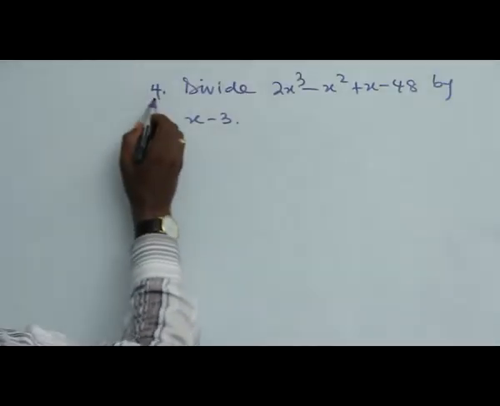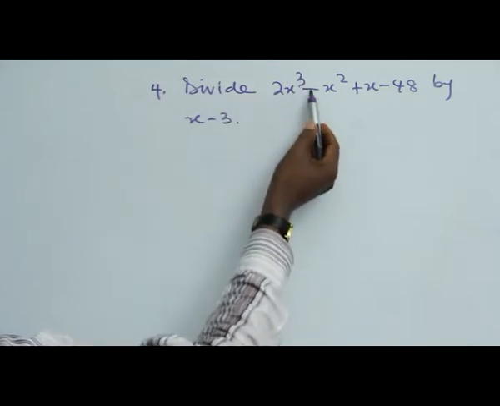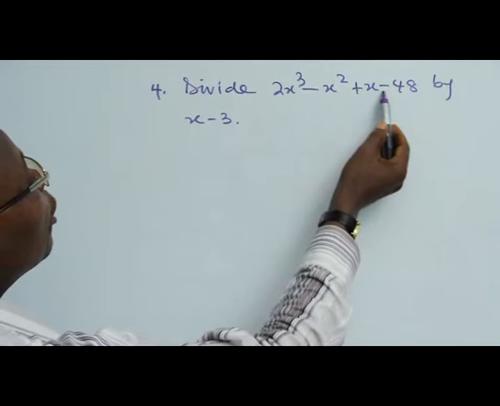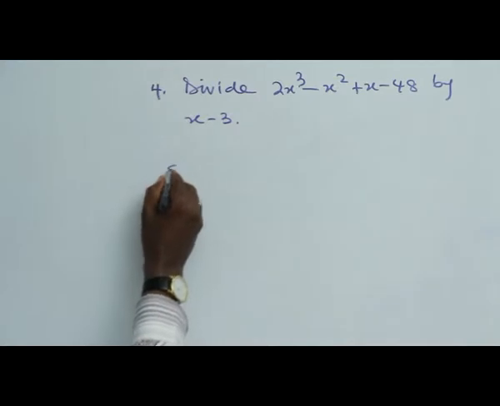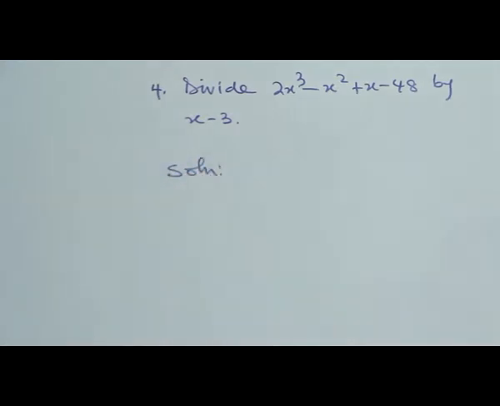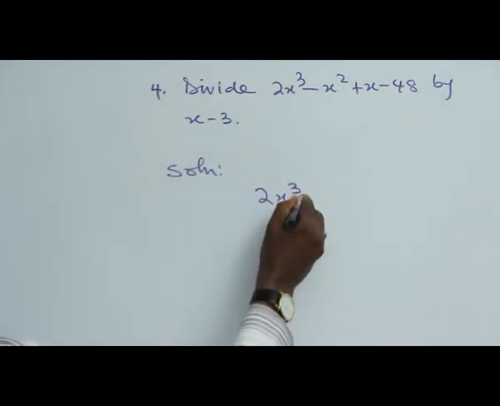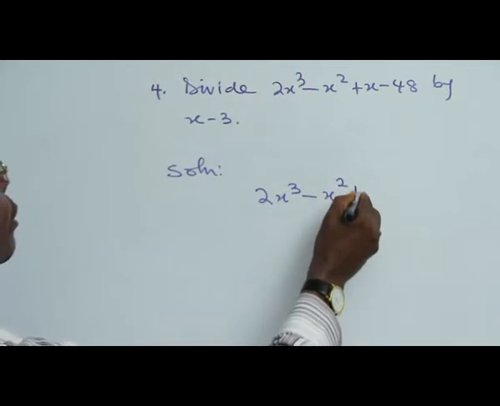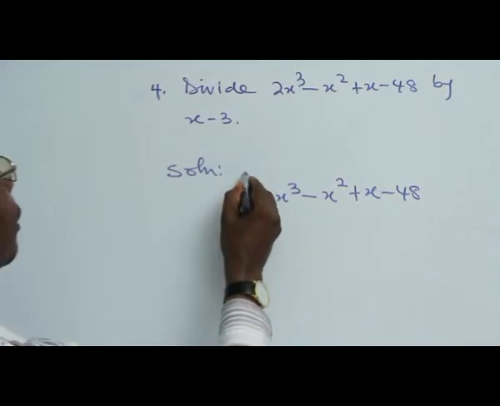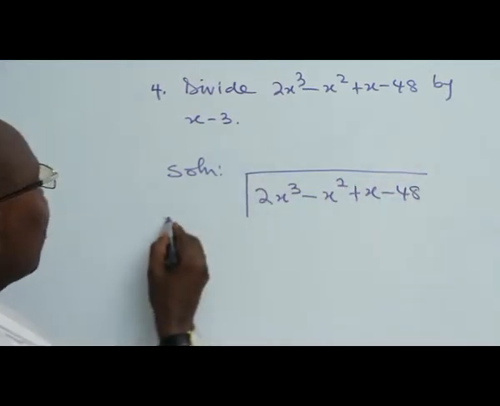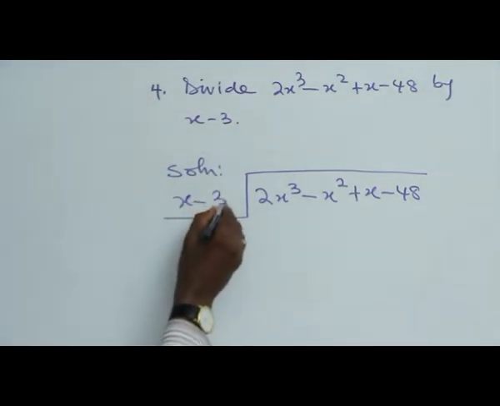Now, example number 4. This is under division. Divide 2s cubed minus s squared plus s minus 48 by s minus 3. Solution. First and foremost, you write your 2s cubed minus s squared plus s minus 48. You draw the line, a long division process, and you write the divisor.